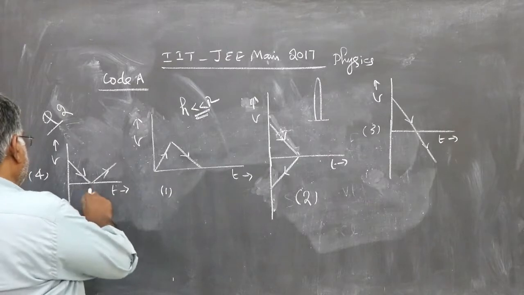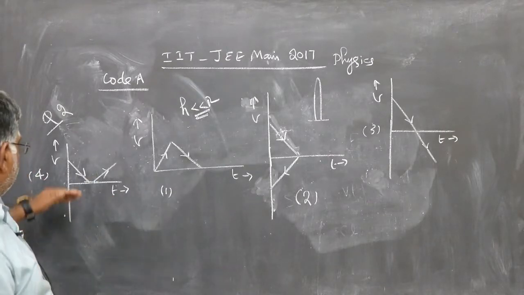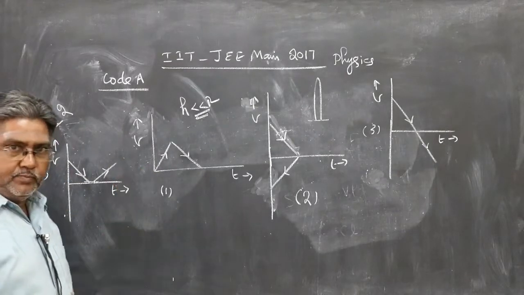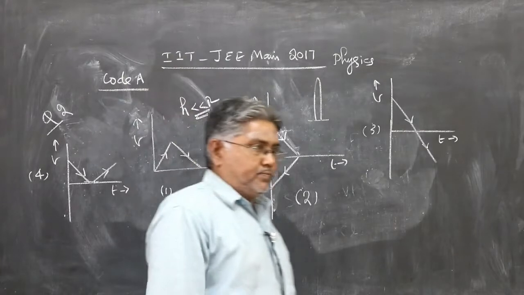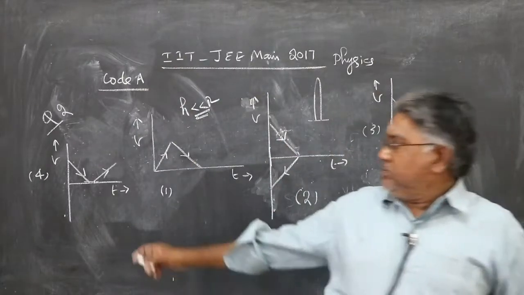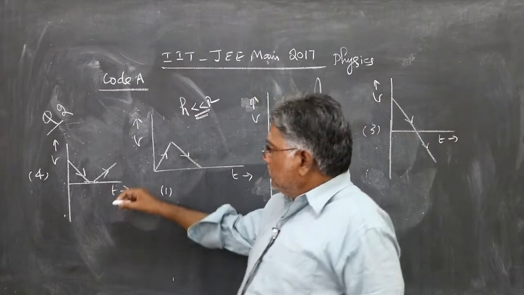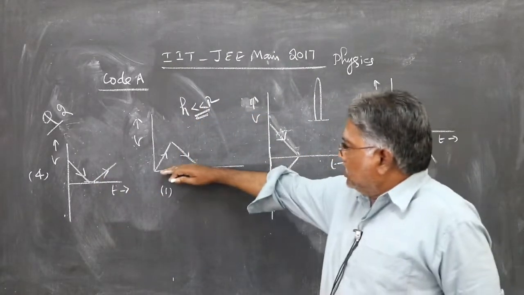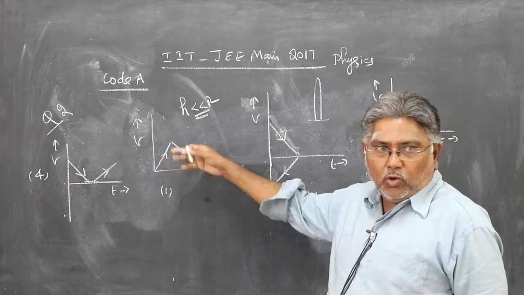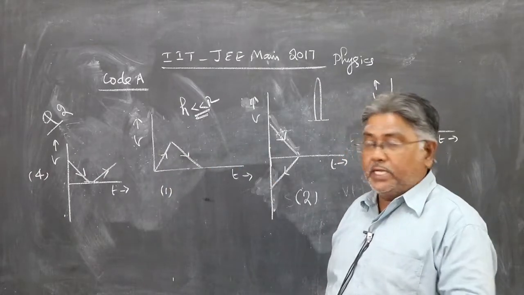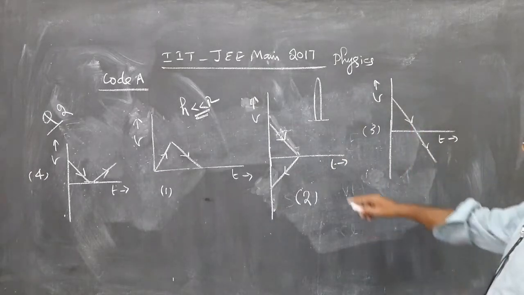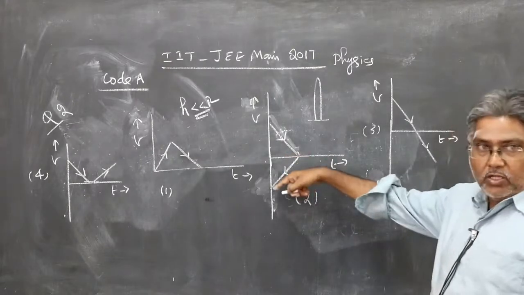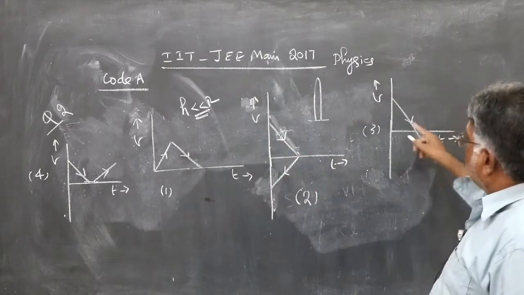In this case you see that there is no velocity in the negative side, because initially when you throw, it goes up. Suppose going up you take positive, then coming down you have to take negative. So this is not possible. Fourth one, here also there is no negative side, so you rule it out because it's a velocity time graph. But here there is velocity in the negative side also, and here also.